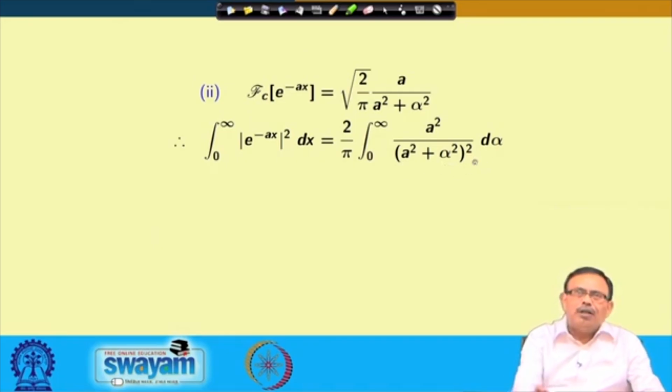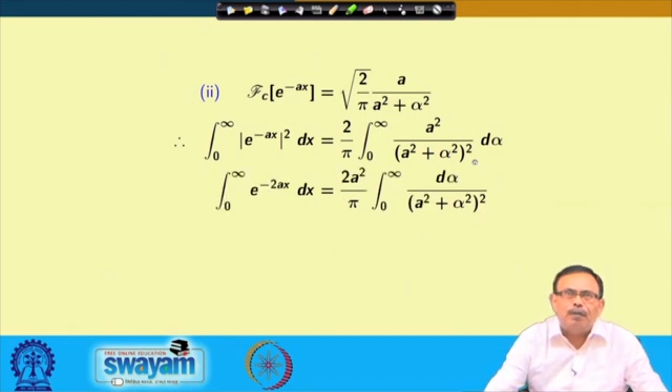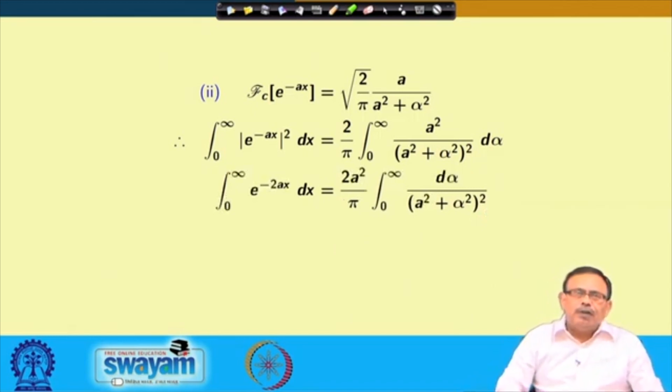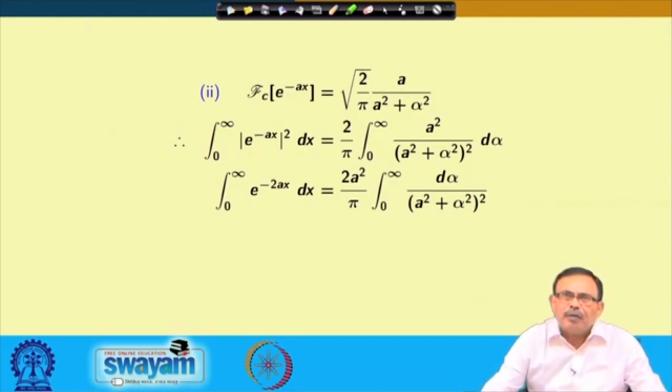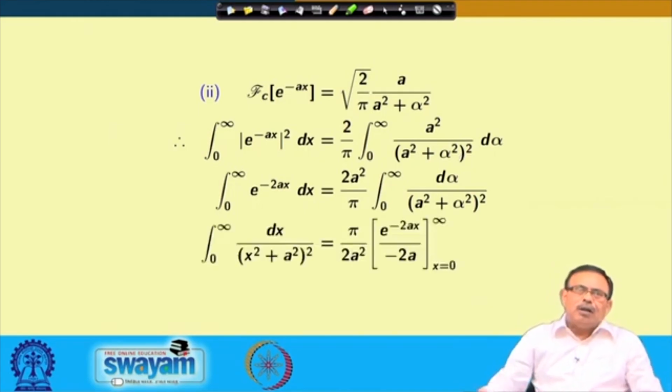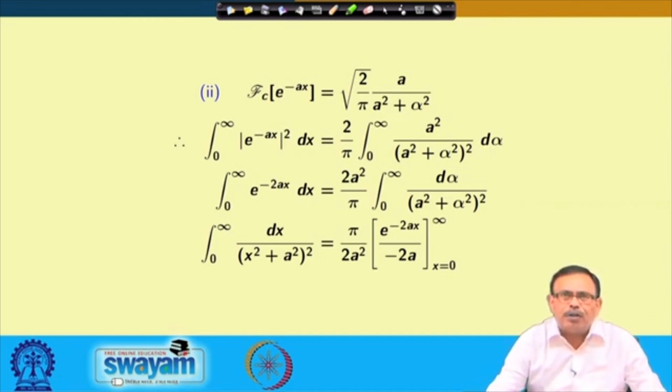Now, the right hand side integral I can write down, but before that, integral 0 to infinity modulus of (e power minus a x) whole square, I can write down as e power minus twice a x. Now, in the right hand side integral replace alpha by x, so that I can obtain integral 0 to infinity dx by (x square plus a square) whole square equals pi by twice a square into the integration 0 to infinity e power minus twice a x dx, which if I integrate I will obtain this, and if I substitute the value I will obtain pi by 4 a cube.